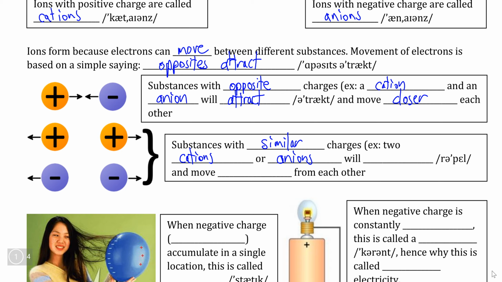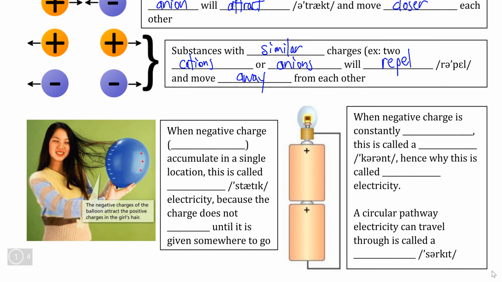As long as two substances have both positive charge or both negative charge, they will do the opposite of attracting, which is the verb to repel. And when two substances repel, they move farther away from each other like this. And this basic understanding about how charges move towards each other if they are opposite and away from each other if they are similar is the foundation of our understanding of how electricity works.